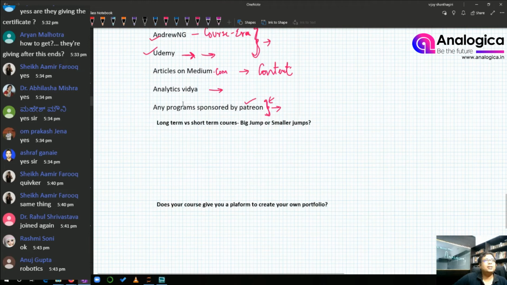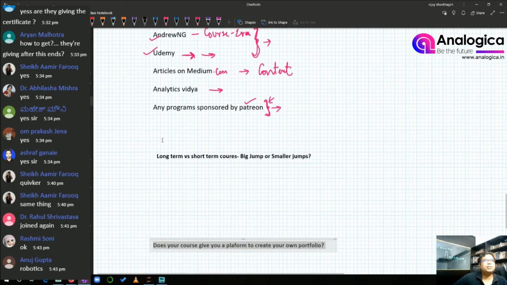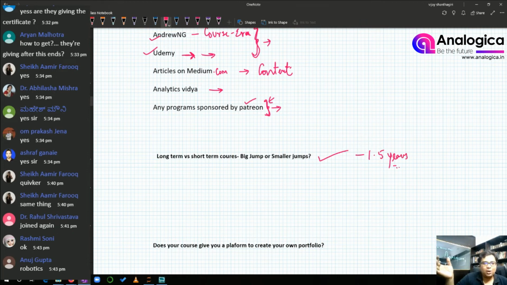Next, transition. Under transition, the question is, should you go for a complete course where they say, hey, come join our course, in 1.5 years of this PG diploma, I'm going to completely transform you from non-IT to data scientist, or whatever.